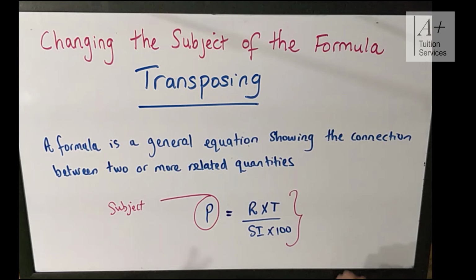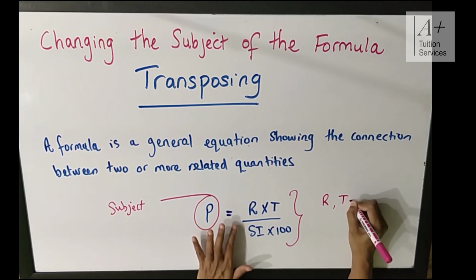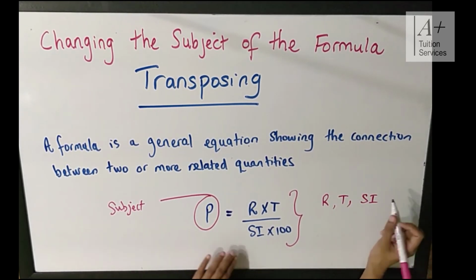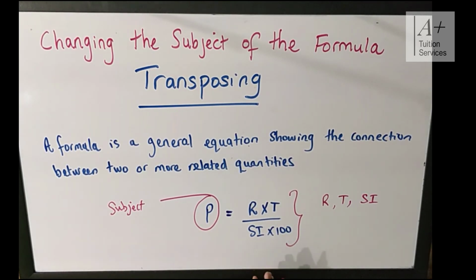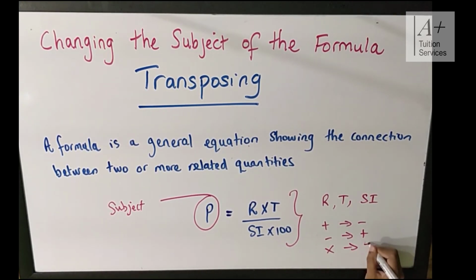However, when we look at transposing now, we're basically trying to get one of these letters, whether it be R, T, or simple interest, SI, to be the subject in order to put the principal now as part of that equation. When we talk about making the subject of the formula, we have to rearrange the entire formula to make one particular letter the subject. This is done very easily, and your rules of equation will apply. A positive will go across as a negative, a negative will become a positive, multiply will become divide, divide will become multiply, okay?